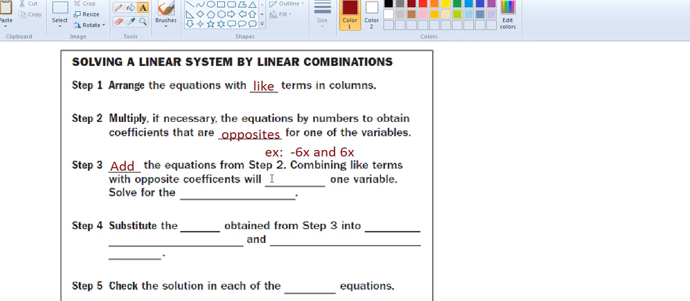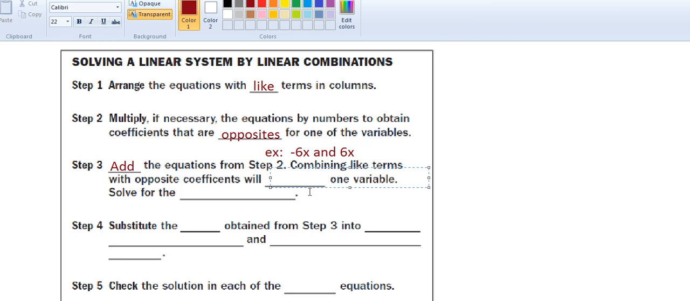The next thing we're going to do is we're going to add the equations from step 2. Again, this is kind of like substitution. We've got some steps here, but they may not make sense yet. We're going to combine like terms, and what that's going to do is eliminate one variable. So we'll get rid of the x or the y, and we're going to solve for the other variable.